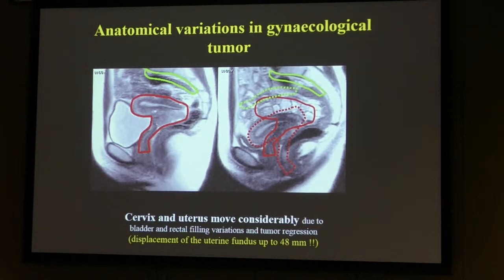And it's true also for the cervix, with this motion of the cervix, of the uterus, depending mostly on bladder filling, but not only on bladder filling, but mostly. So again, the upper part of the uterus can move up to 6 cm, which is quite a lot.